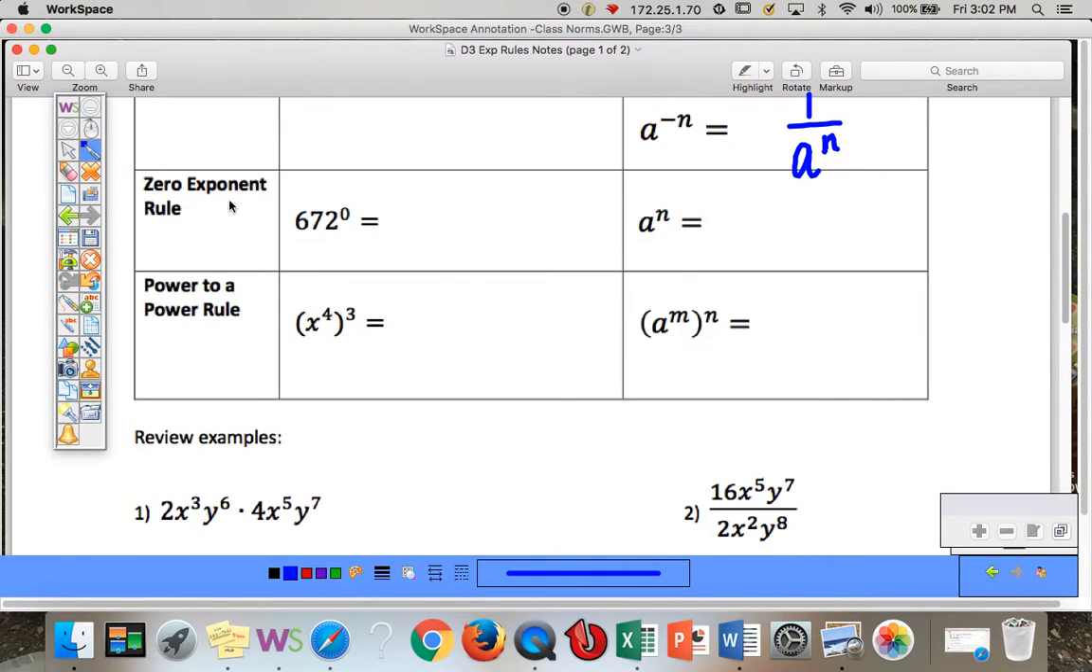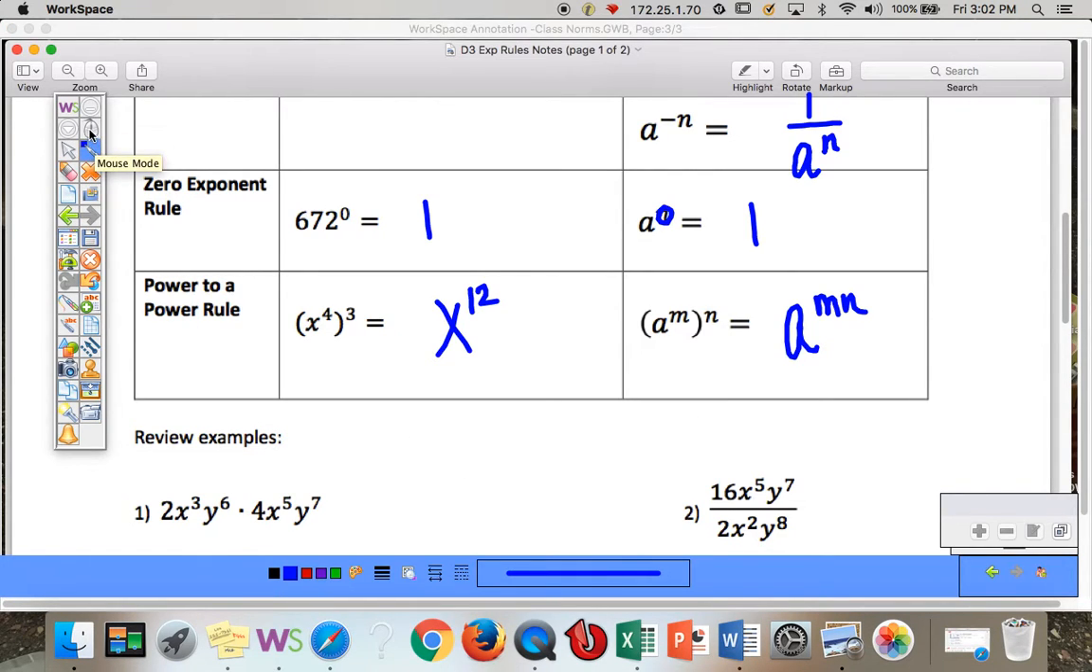The zero exponent rule, anything to the 0 power is 1. And so I should have made this a 0 right here. And then a power to a power rule, you multiply the exponents. 4 times 3 is 12. So this is x to the 12th. This is a to the m times n power right here.